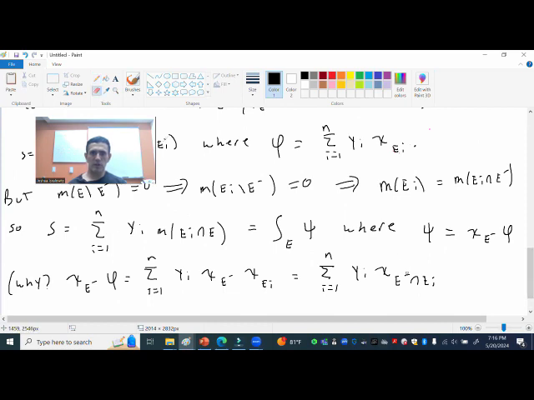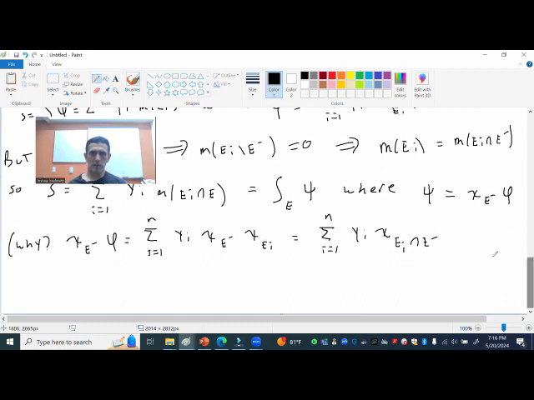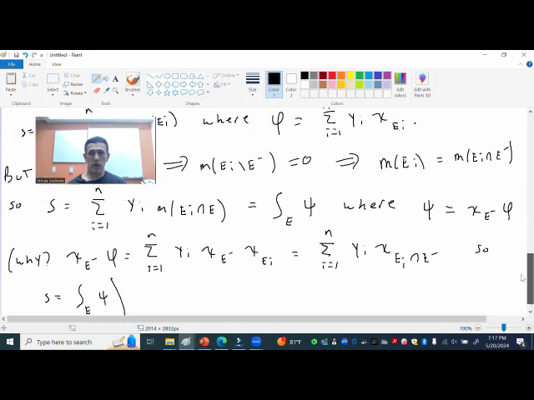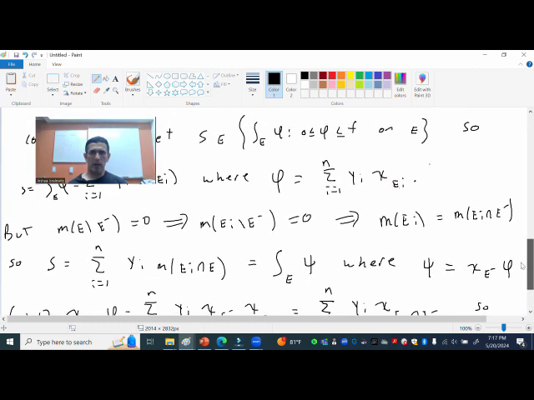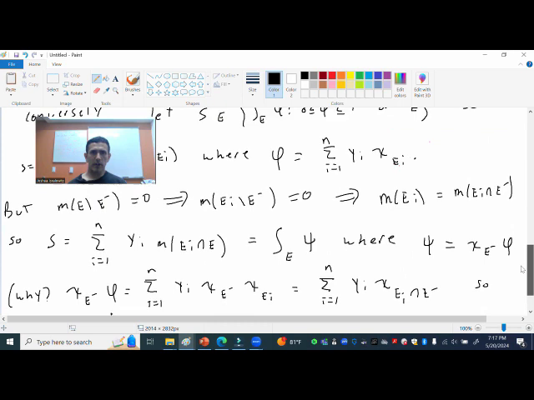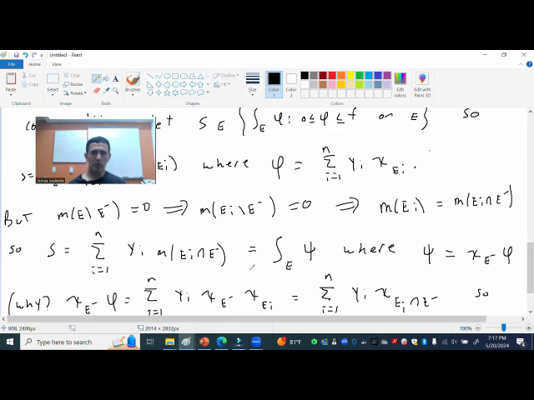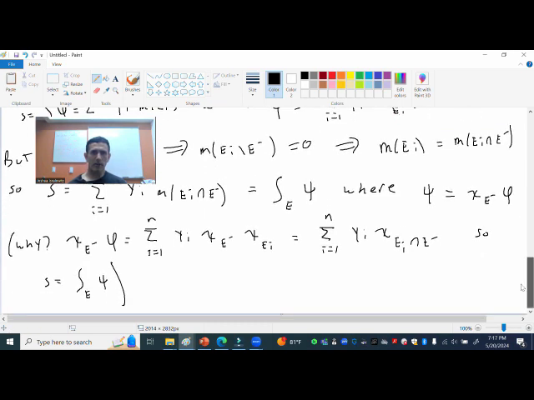So let me swap them. So that means S is the integral of psi, because the integral of psi is the sum of yi times the measure of Ei intersect E. Sorry, this should be E prime. So that.